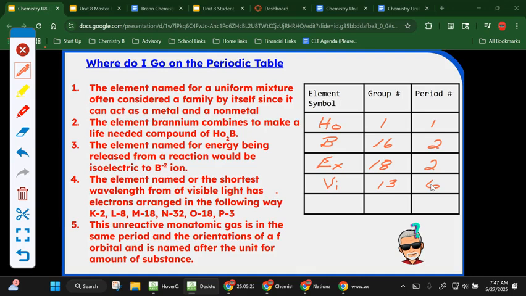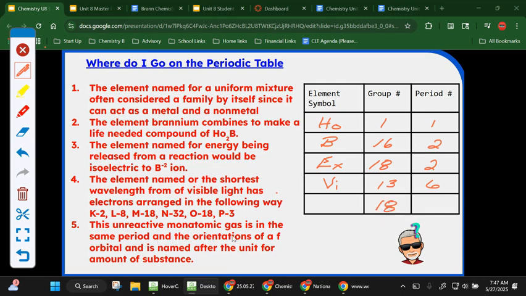This unreactive monatomic gas, what is that telling us? Unreactive monatomic gas. What's that telling us? Group, period, which? It's in group 18. Very good. That is in group 18.